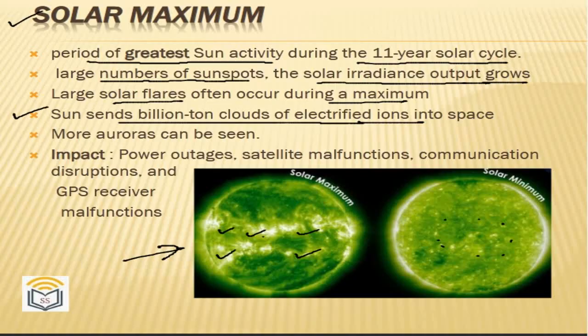So it is very detrimental, and more auroras can be seen in this time due to more intense activity of the magnetic field of the Earth with the electrified ions. So what is the impact? Power outages, as I have said, there will be more power outages because electrical grids will be tripped, the satellites will malfunction, the communication system will be disrupted, and GPS receivers may not work properly. So these are the effects of the solar maximum.